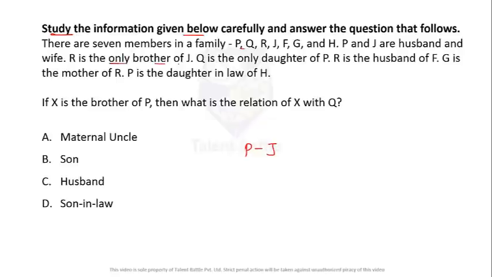R is the only brother of J, so R is male. Q is the only daughter of P, so Q must be the daughter of P and J. And Q is female.